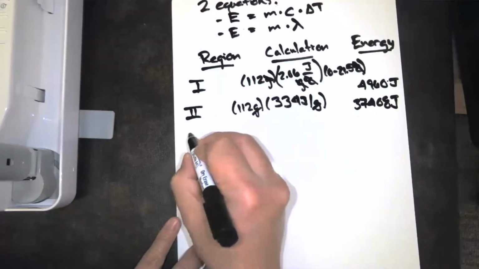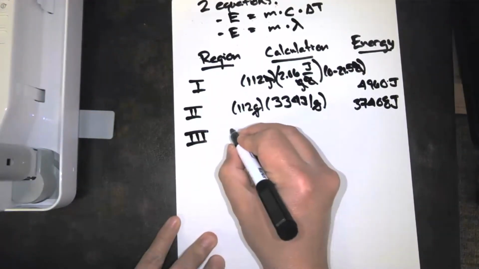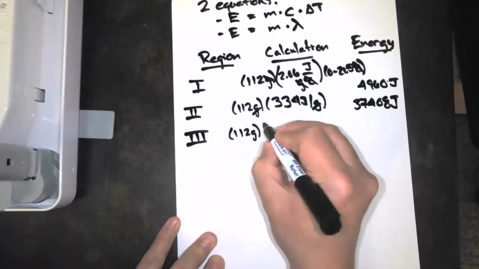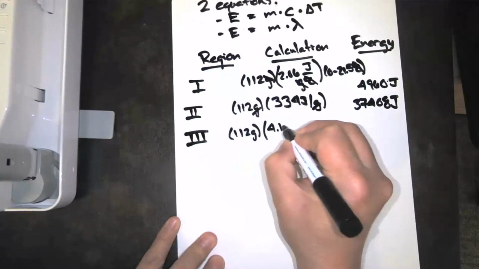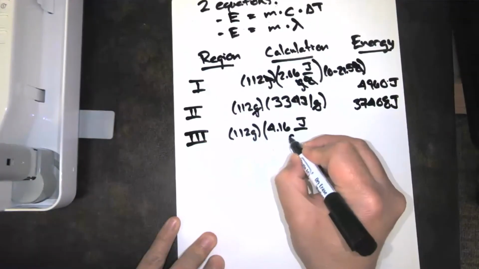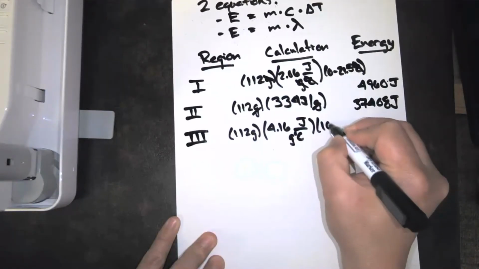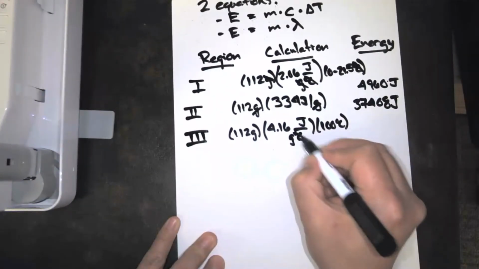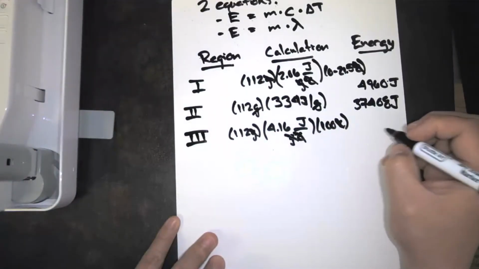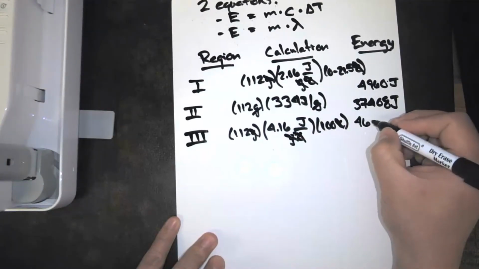So on to region 3. We're again going to use that first equation up above, and when we input the numbers, again, our mass is still 112 grams. Our specific heat for liquid water is 4.16 joules per gram degrees Celsius. And we're raising our sample from 0 degrees C to 100 C. So our delta T is 100 C. When we cancel the units out, we get units of joules. And when we turn the numerical crank, we get 46,592 joules.